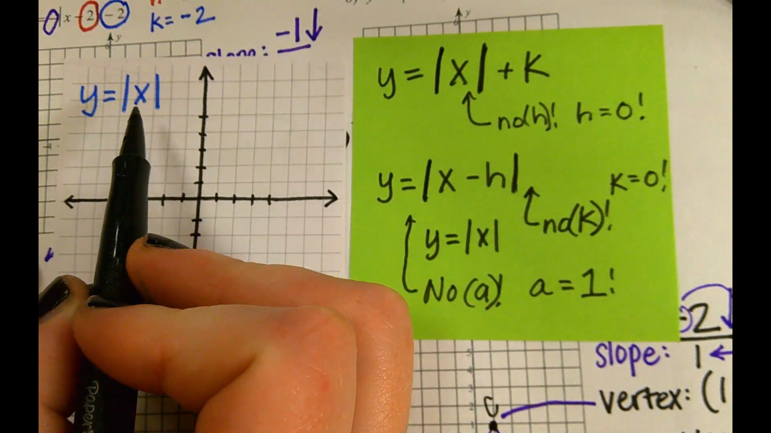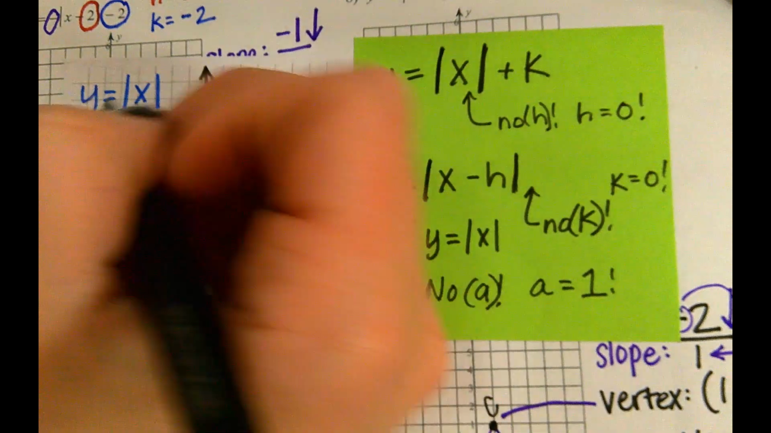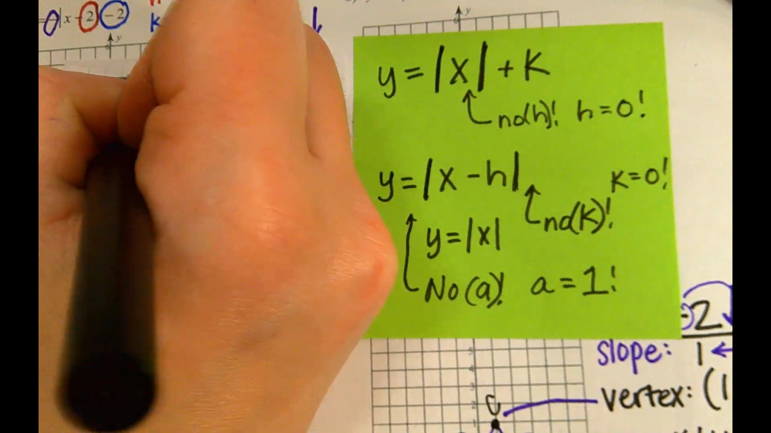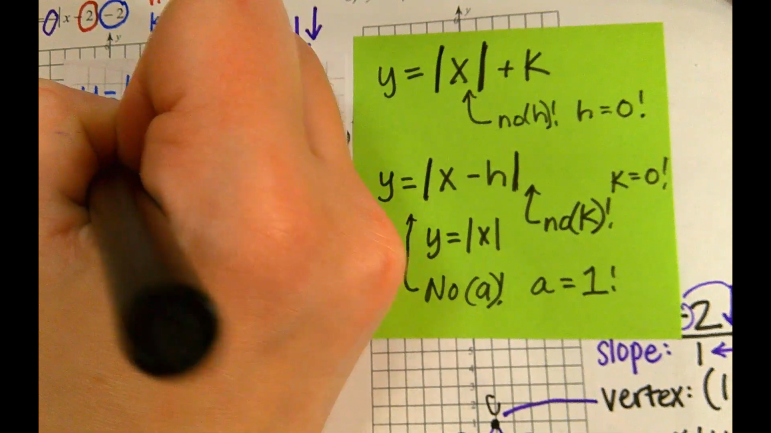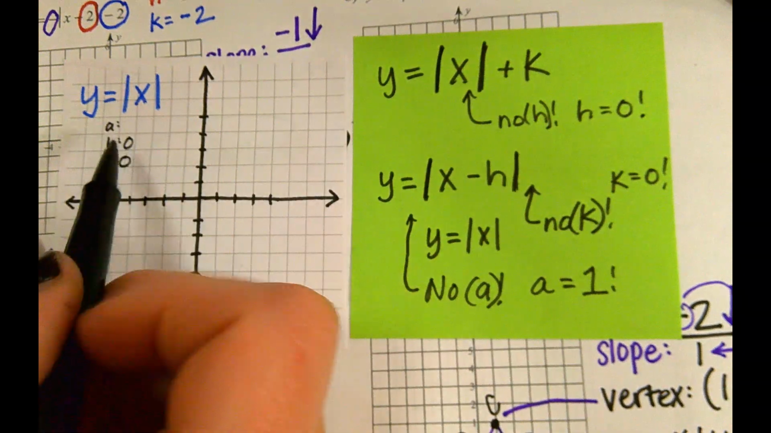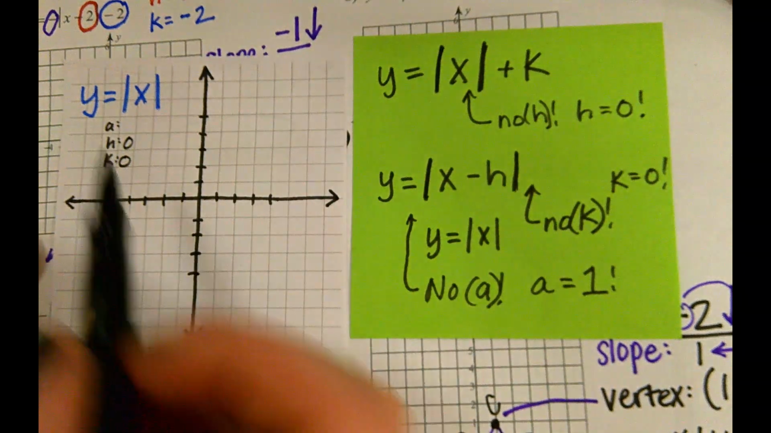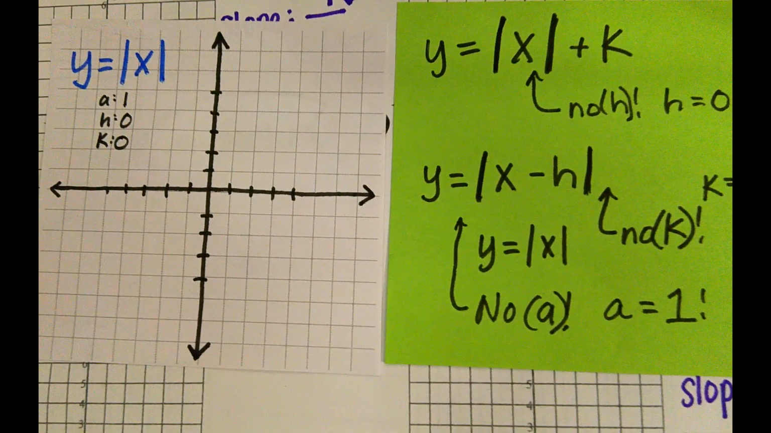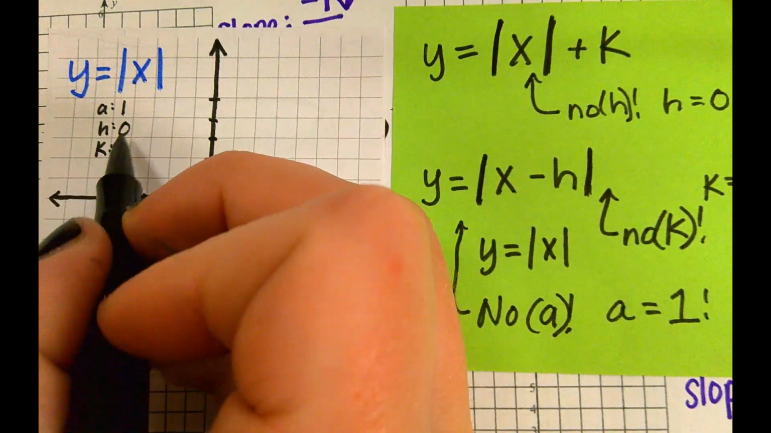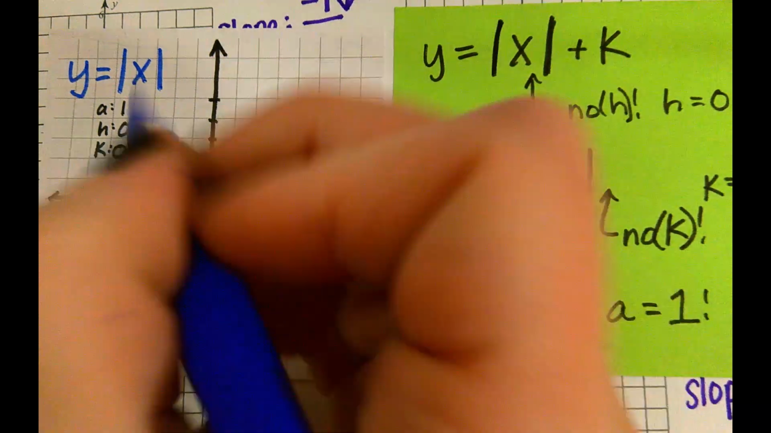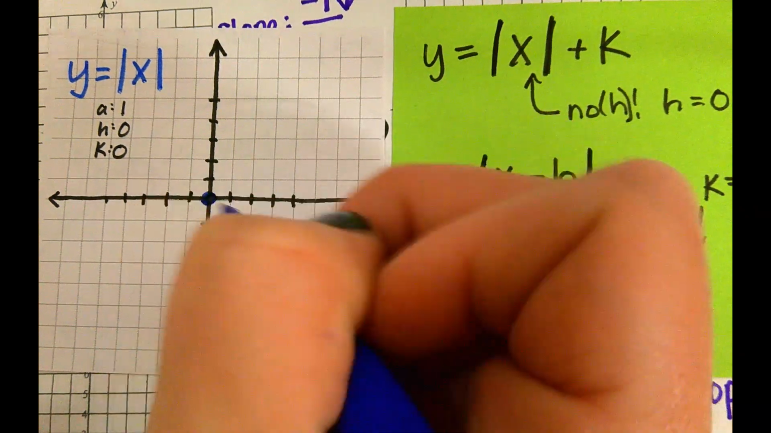What is my H? 0. What is my K? 0. So let me write this: A, H, K. H is 0. K is 0. What's my A? 1. It'd be 1 over 1. So that would mean our vertex is 0, 0. So it would go dead center, right here.